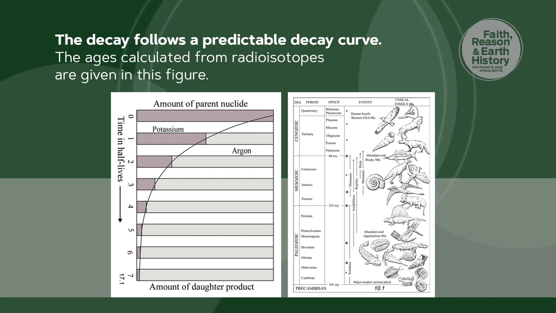In the other diagram, the ages calculated from radioisotopes are given in this figure. So you can see the top of the Precambrian is 541 million years. The top of the Paleozoic is 252 million years, and so on up through the scale.